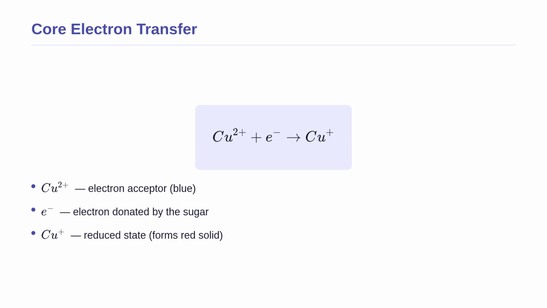Let us zoom in on the most critical part of that previous reaction, the core electron transfer. This simple formula captures the essence of what a reducing sugar actually does. The copper 2+ ion acts as an electron acceptor. The reducing sugar provides the electron, represented by e-. When the copper ion gains this electron, its physical state changes entirely, reducing down to a copper 1+ ion. This single transfer of an electron is what drives the dramatic physical color change from a clear blue liquid to a cloudy red mixture.